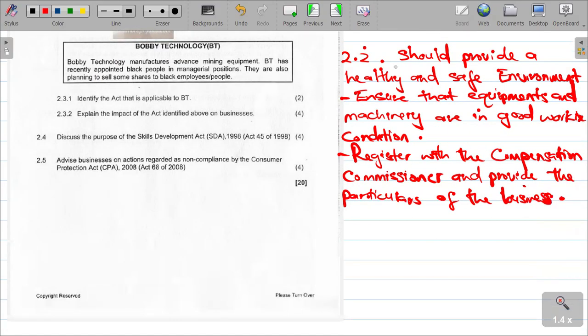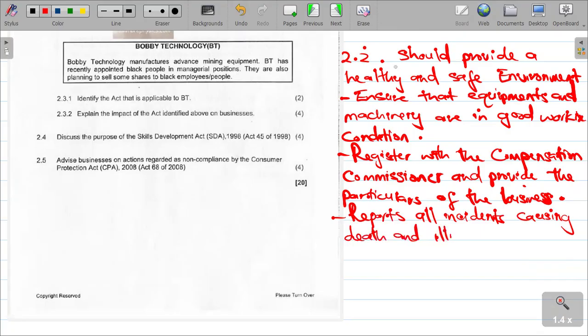The business has to report all incidents causing death and illness in the workplace. They're supposed to make sure that they register incidents, right?